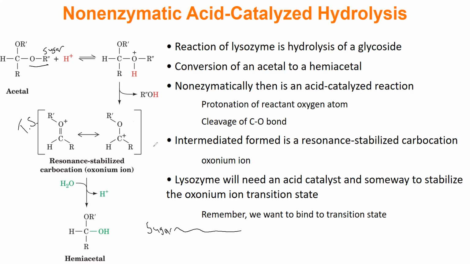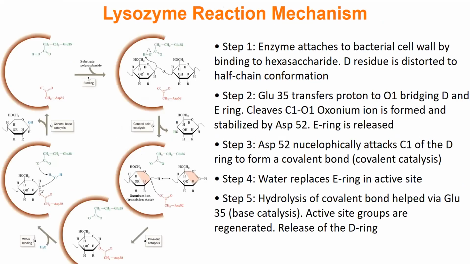the idea is, from what we talked about at the very beginning of class, and then a little bit on the last slide, to cut this peptidoglycan layer, we're going to look for the enzyme to try and one, make this oxonium ion, and to stabilize it so it's not so unfavorable. So let's take a look at this. So here is our mechanism. The players, the amino acids that we really care about here are GLU35 and aspartic acid 52.